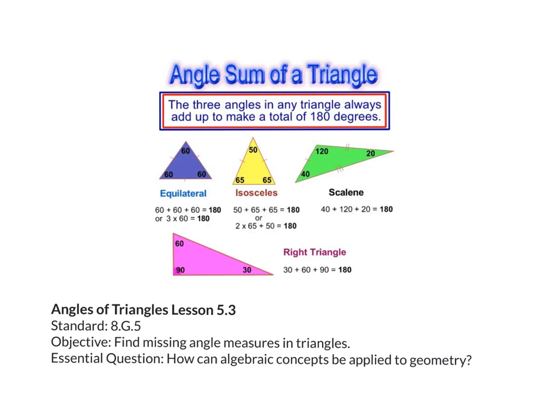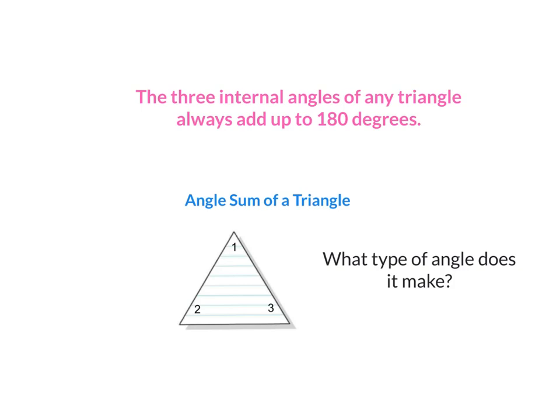Angles of triangles. Lesson 5.3. Today's standard is 8G5. The objective is to find missing angle measures in triangles. The essential question is, how can algebraic concepts be applied to geometry? The three internal angles of any triangle always add up to 180 degrees.